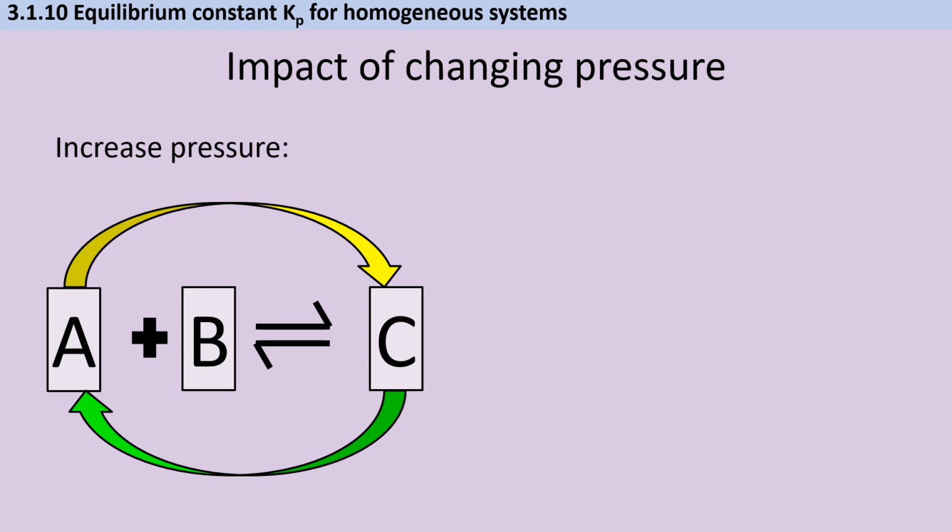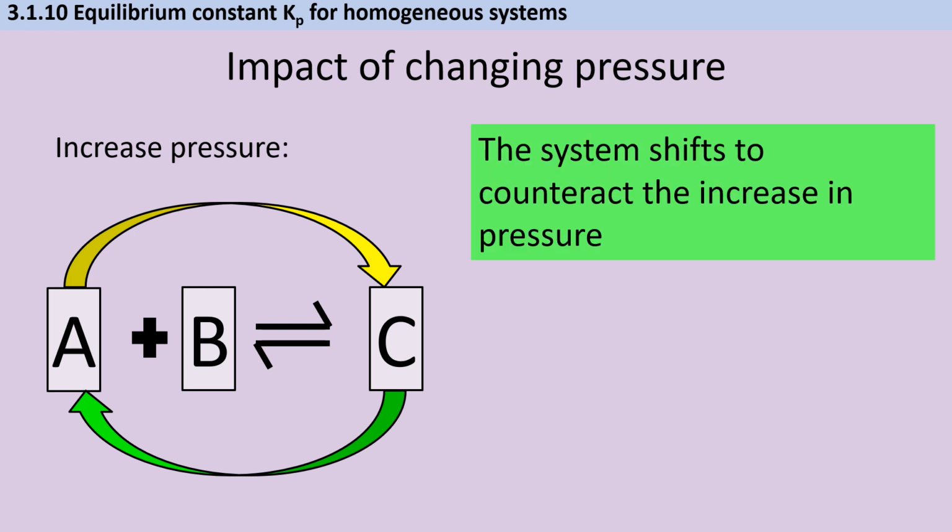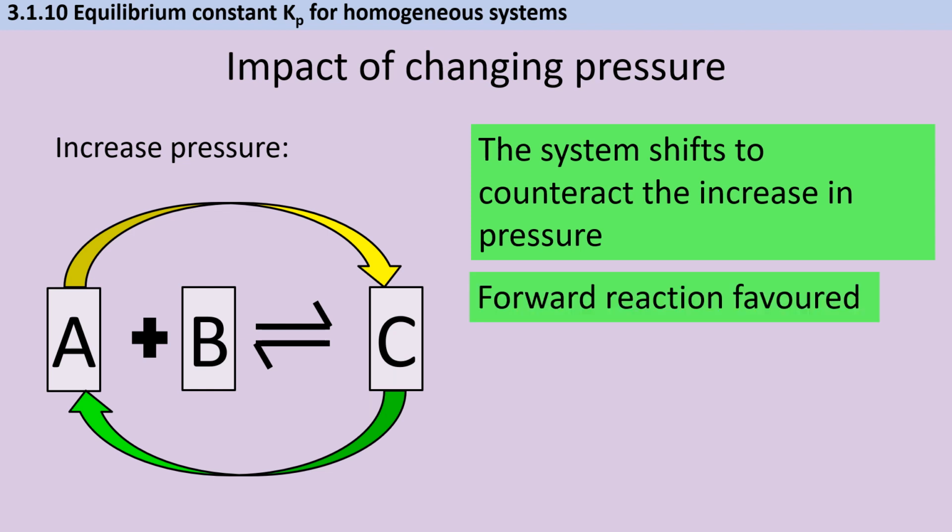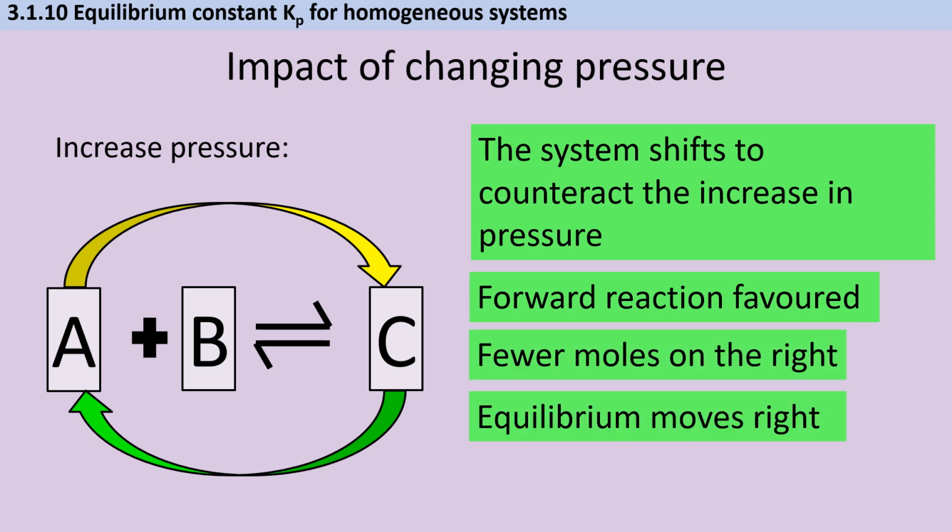Then if we think about pressure, we start off by saying that as we increase pressure, the system will shift to counteract the increase in pressure. And therefore here the forward reaction will be favoured because there are fewer moles on the left-hand side of the equation. And therefore the equilibrium will move right and the yield will increase.